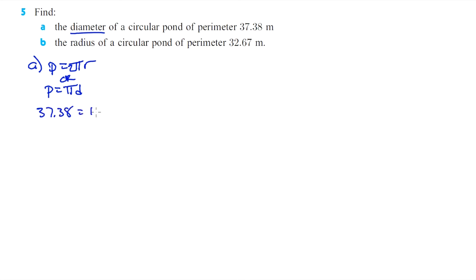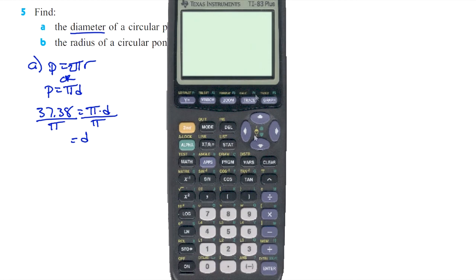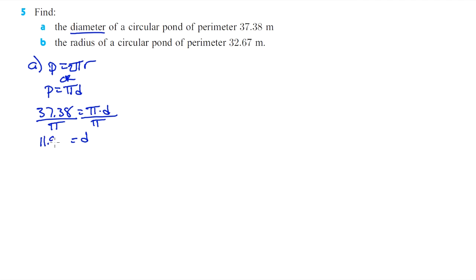So perimeter is 37.38, and that equals pi times our diameter. Basically we just need to divide both sides by pi, and we will figure out what our diameter equals. Let's bust out our calculator here again. 37.38 divided by pi, and we get 11.898, so let's go with 11.90, and that's going to be meters.